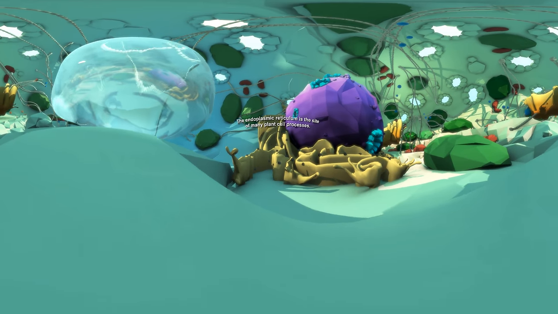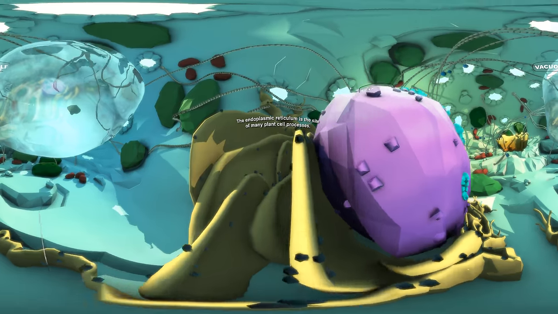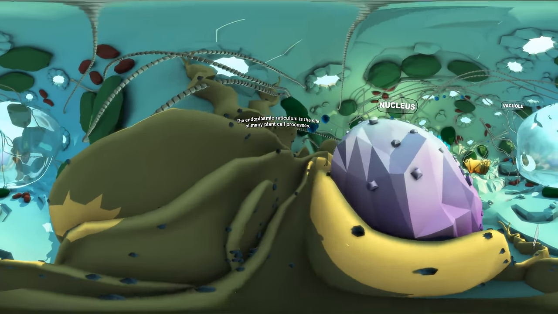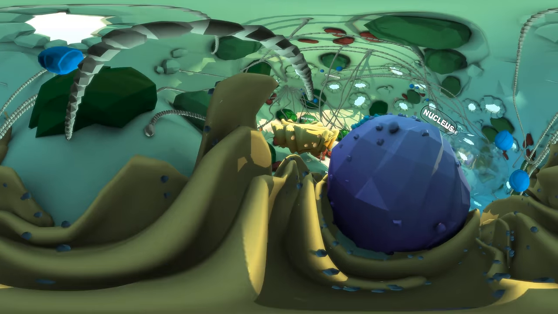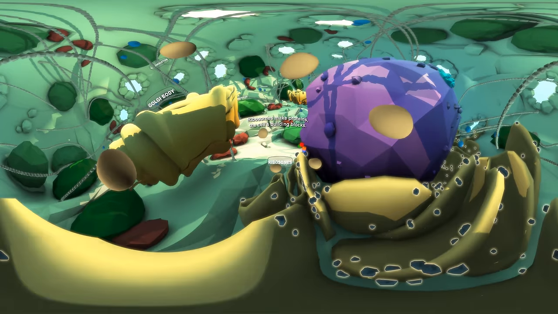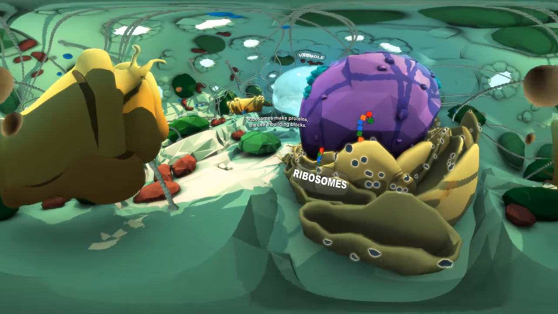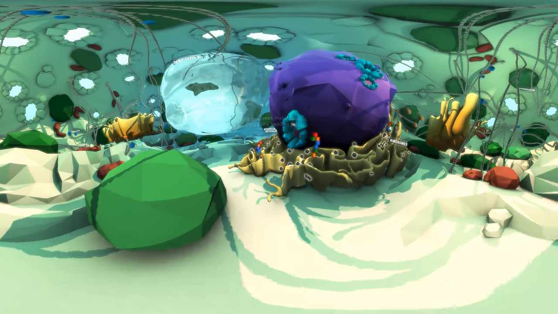The endoplasmic reticulum, or ER, is a network of flattened membranes. The ER is the site of many different processes inside of a plant cell. Found on the endoplasmic reticulum are smaller bodies called ribosomes. These are responsible for making proteins, the building blocks of a cell.